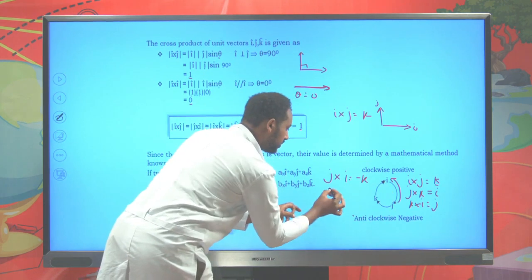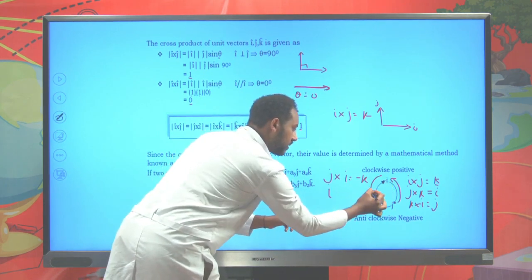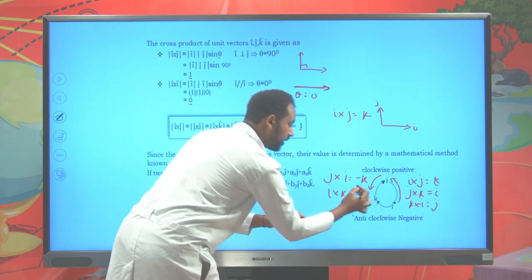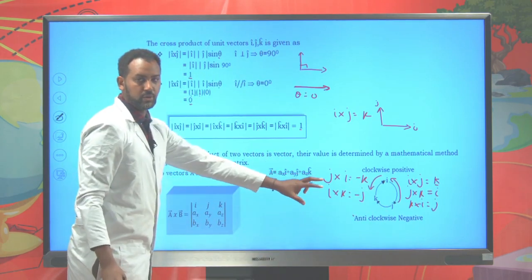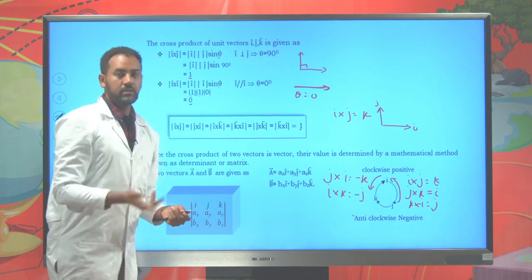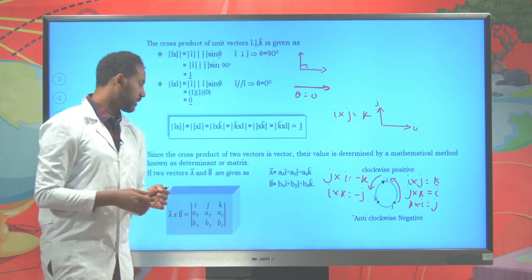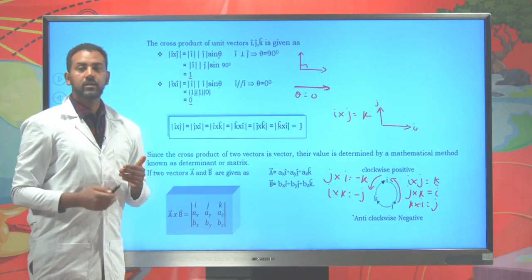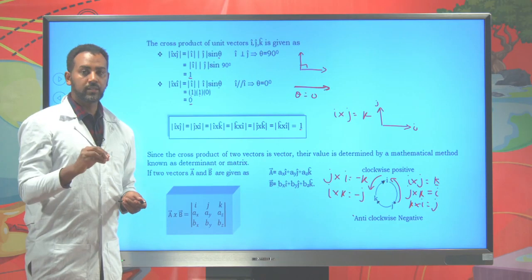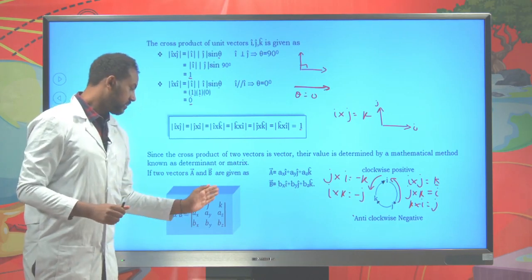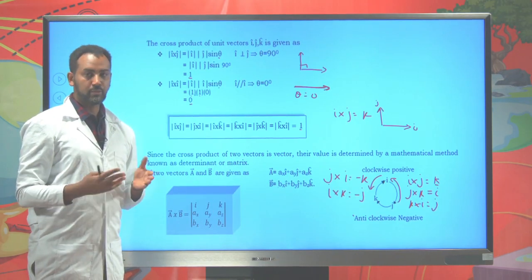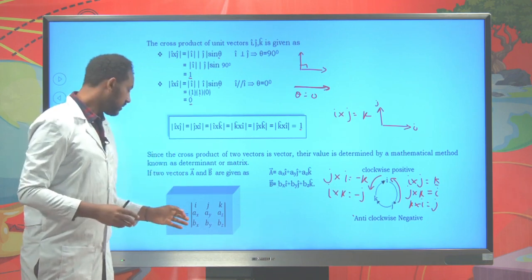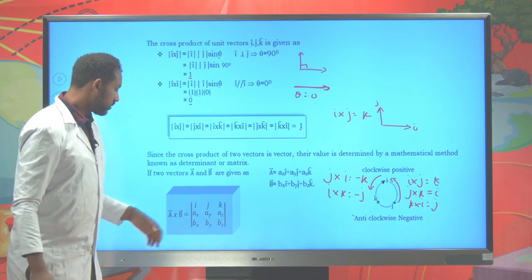If you are crossing i counterclockwise with k, the result gives you negative j. Keep this in your mind. It's so easy how we determine the cross product of the unit vectors. And for two vectors A and B, it's possible to determine the cross product using a matrix method. I hope you have learned this in your mathematics lesson. Using the matrix or determinant method, it's possible to determine the cross product of those two vectors.